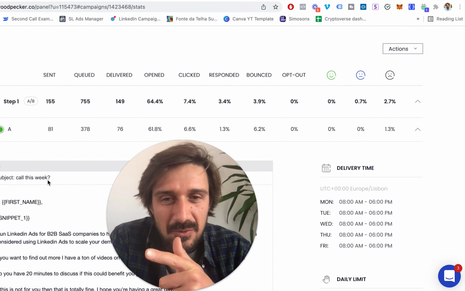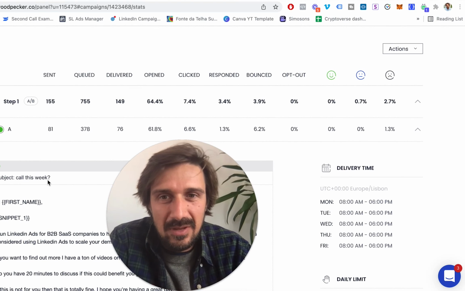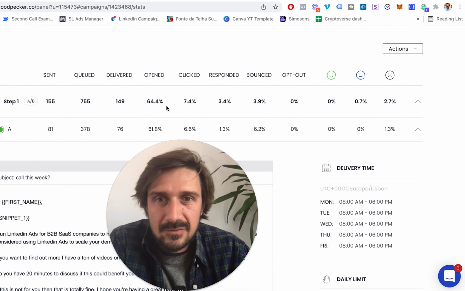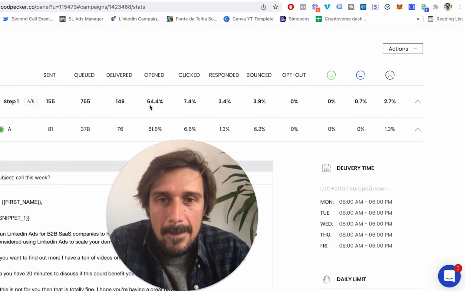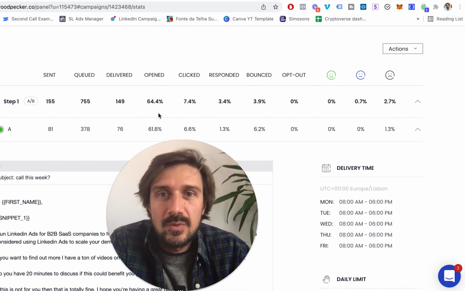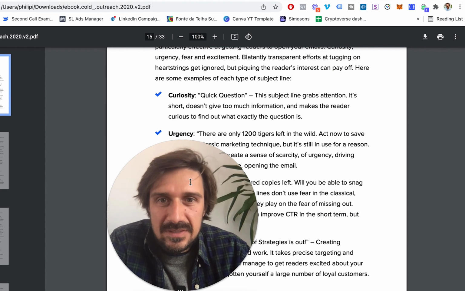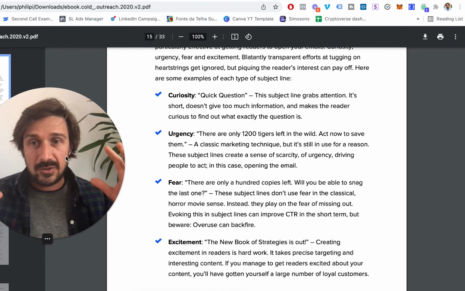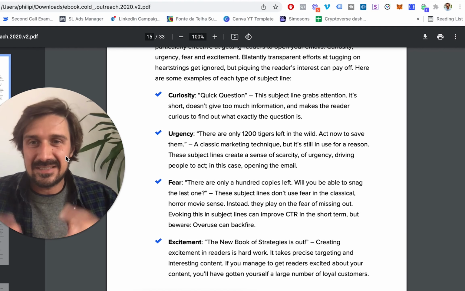The reason why this might not work though, it's kind of tricking people. So I would definitely experiment with the other ones. Although this obviously works. I've got 64% overall with this "call this week." It does work. I would say be careful with that because you could trick people, but it definitely works. We're trying to get our open rates up to 60-70%.